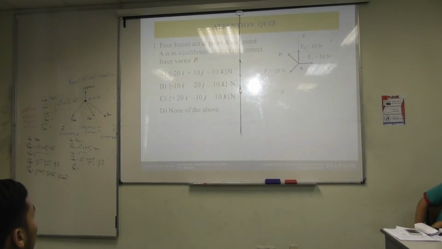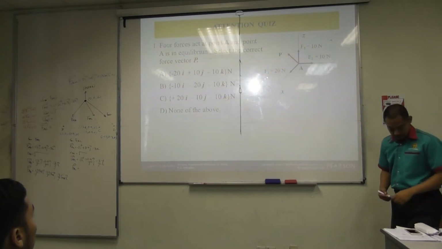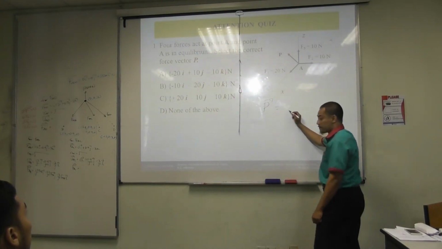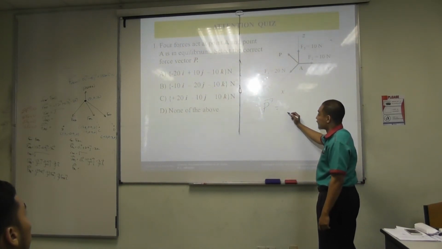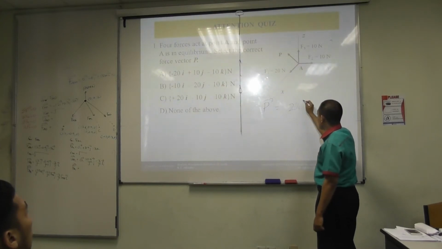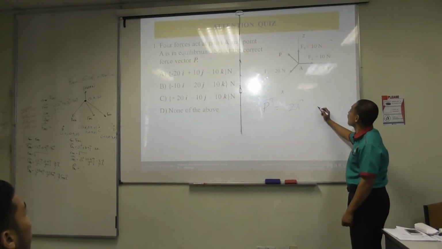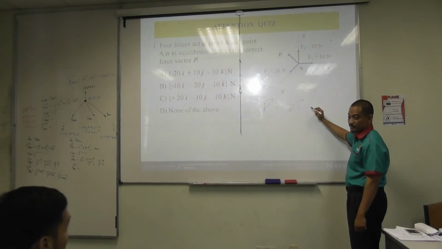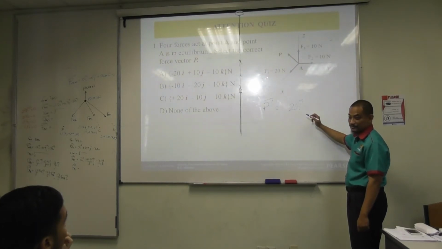A, B, C or D? Okay, so if you are to write the vector P, how will you write it? What is the x component? 20i. Y component? Negative. Positive.